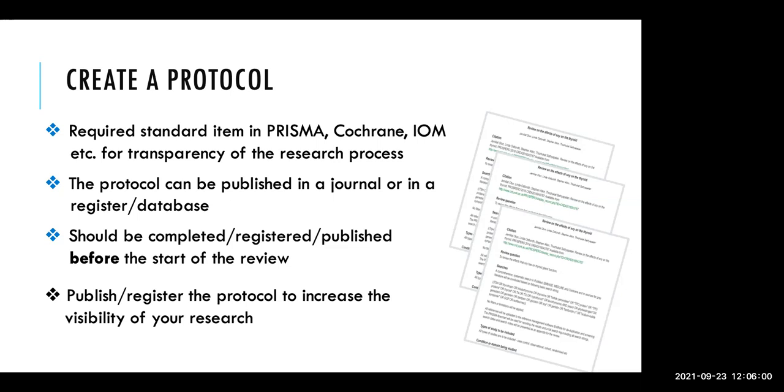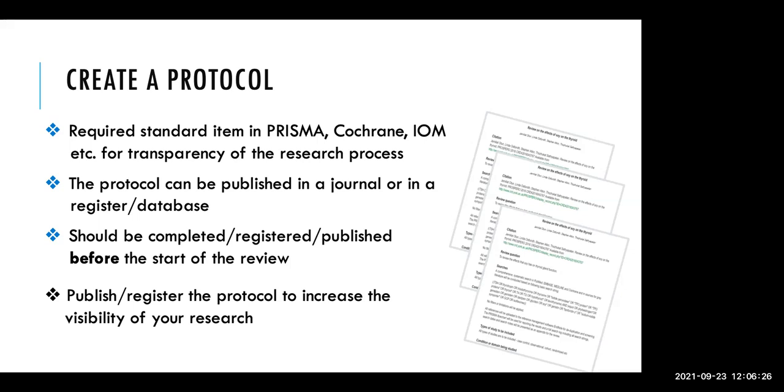It should be clear what you're doing, what your research question is, before you start. Because remember, the aim of these kinds of publications, as per the definition, is to minimize bias. Therefore, you cannot change your research question in the middle of the process. If you find that something is not working, you basically have to start from the beginning with a new review.